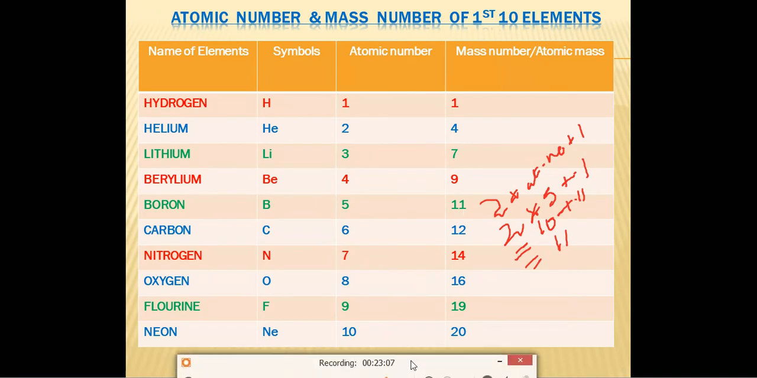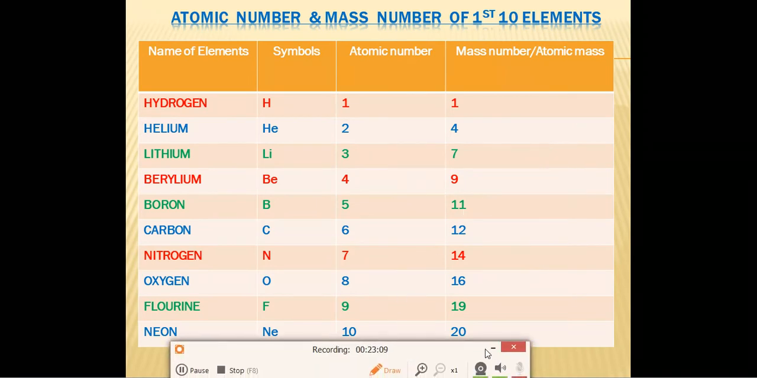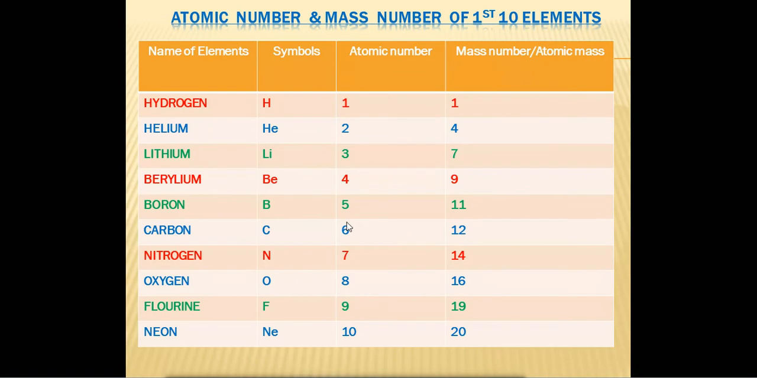Next one, carbon. Carbon is having atomic number 6, and 6 is your even atomic number. For even atomic number, which formula we have used? 2 into atomic number. 2 into 6. How much you will get? 12. So if you double 6 also, you will get 12. 6 plus 6 is also 12. 2 into 6 is also 12. So this is the atomic mass of carbon.